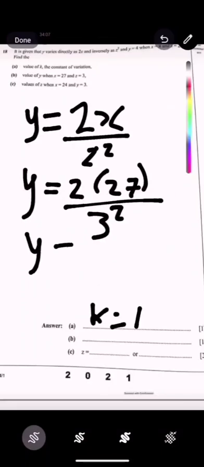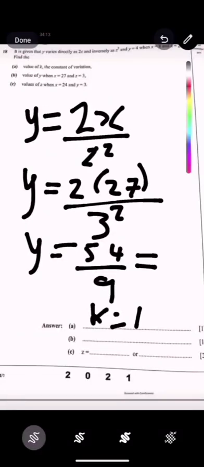right? So 2 times 27, 54. 3 squared, 9. Okay, 9 into 54. Is it 7 times or 8 times? 9, 18, 27, 36, 45, 54. 6 times. Okay, so that's your y.